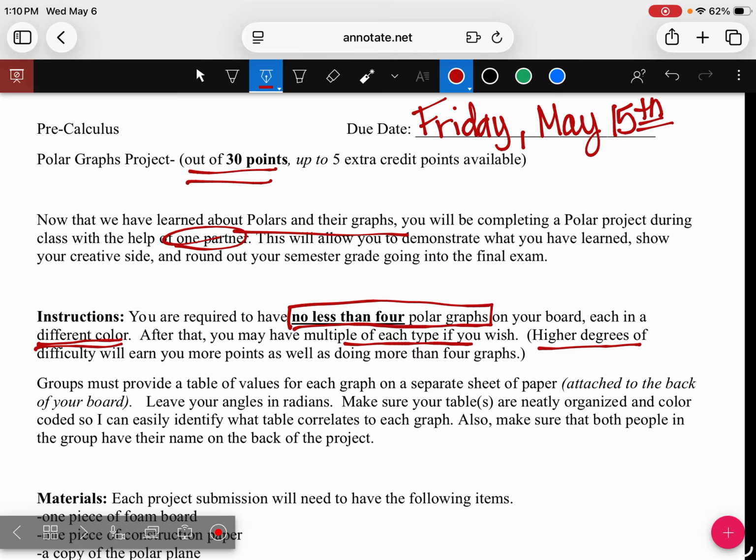Groups or people, I should say everybody, because I got some people working alone. You have to give a table of values for each graph on a separate sheet of paper and attach it to the back of your board. All of your angles have to be in radians. Make sure your tables are neat, organized, and color-coded so that I can easily identify what type correlates to each graph. Make sure everyone's name is on the back of the project.